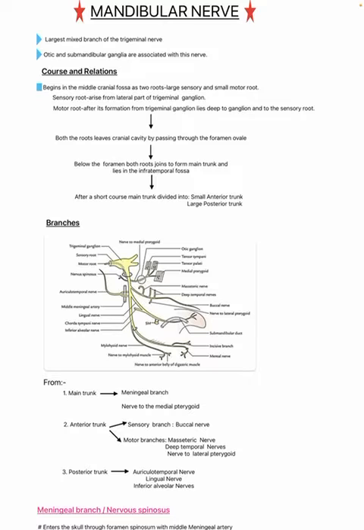And outside the skull, when it comes out through the foramen ovale, these two combine together to form the main trunk. And this main trunk of this nerve lies in the infratemporal fossa. After a short course, this main trunk again divides into a small anterior trunk and a larger posterior trunk. This is about the course of this mandibular nerve.